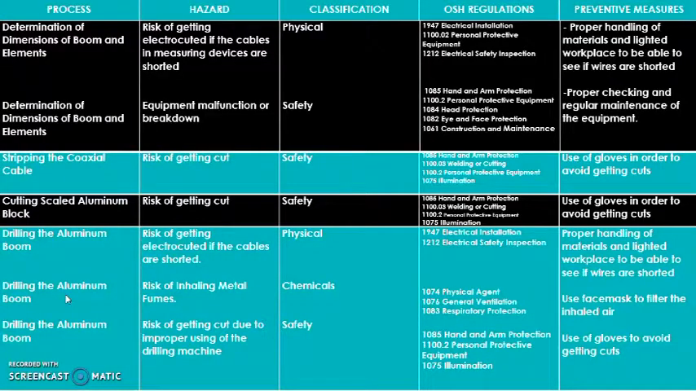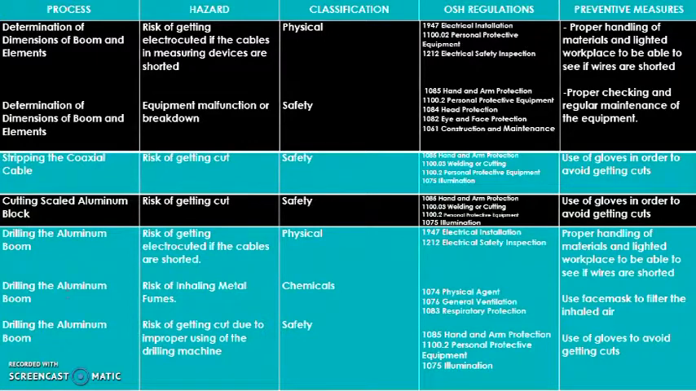For the first process, determination of the dimensions of boom and elements, there are 2 hazards: risk of getting electrocuted if the cables in the measurement devices are shorted, and equipment malfunction or breakdown. The first hazard is classified as a physical hazard. The regulations are electrical installation, personal protective equipment, and electrical safety inspection. It is needed to have proper handling of materials and a lighted workplace to be able to see if the wires are shorted. The second hazard is classified as a safety hazard.